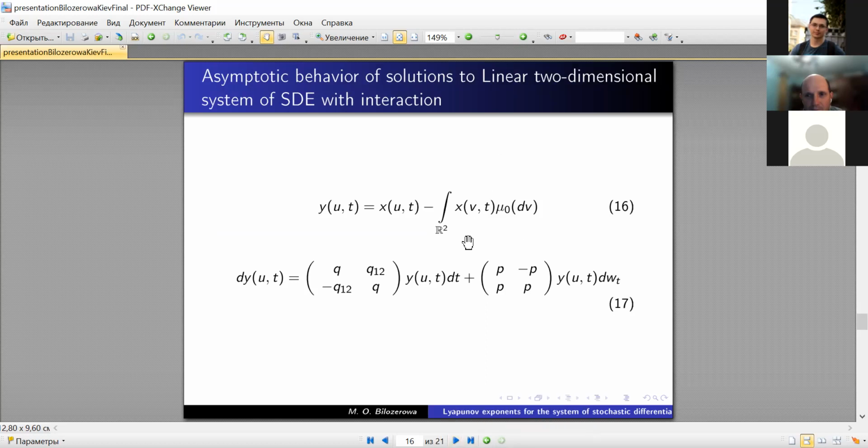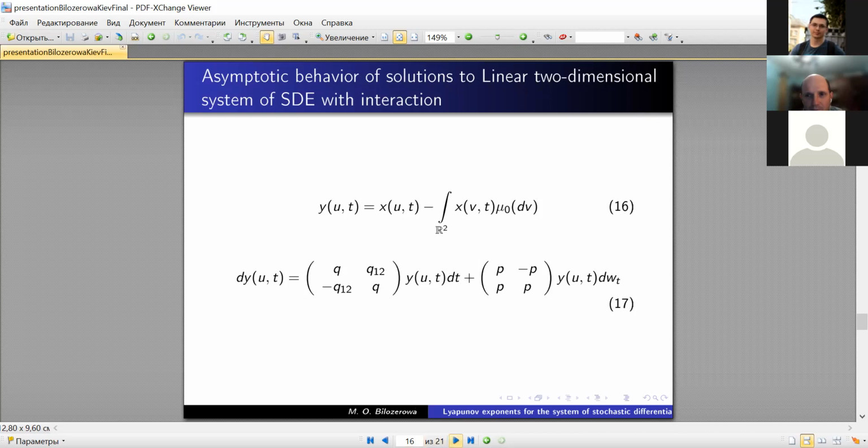The center of the mass is the next integral. And what do we get? Then we get that this difference satisfies the same linear equation 17 that doesn't depend on our interaction. So we get just a linear stochastic differential equation with constant coefficients. And we get the same differential equation for which we had just calculated the Lyapunov exponent, and we now proved that the top Lyapunov exponent is negative.